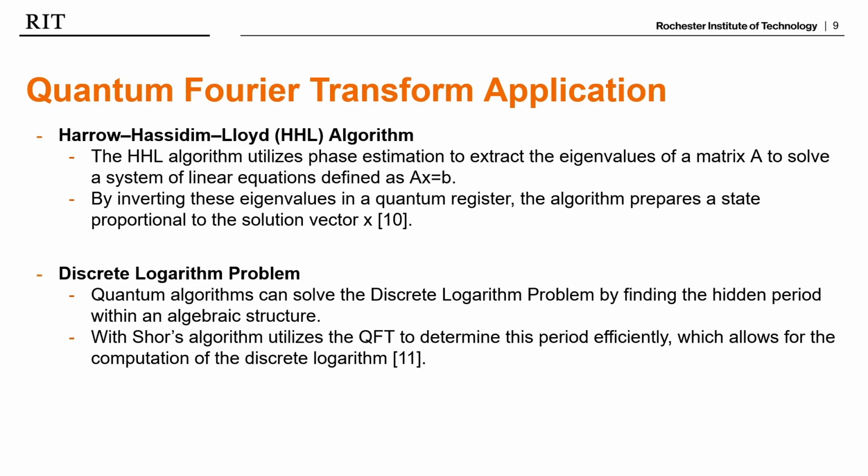The HHL algorithm utilizes phase estimation to extract the eigenvalues of a matrix A to solve a system of linear equations defined as Ax = b. By inverting these eigenvalues in a quantum register, the algorithm prepares a state proportional to the solution vector x.